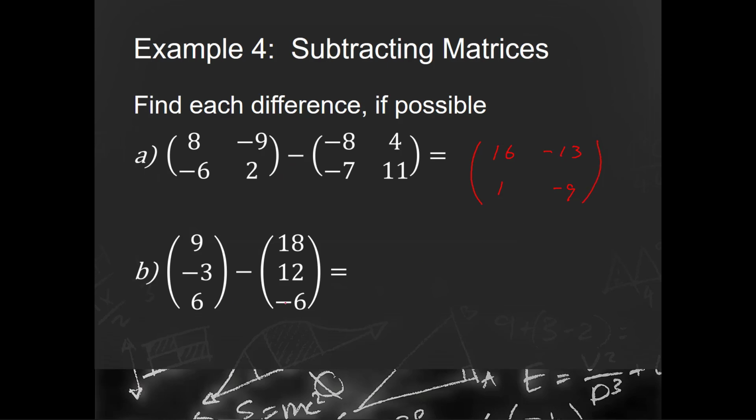Now these have the same dimensions as well, so we can go ahead and do these element by element. 9 minus 18 is negative 9. Negative 3 minus 12 is negative 15. Negative 6 minus a negative 6, well, that's basically 6 plus 6, or 12.